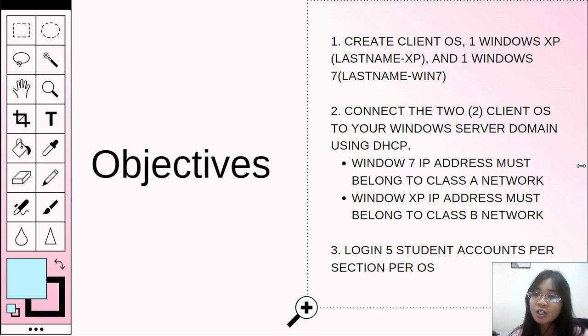Windows 7 IP address must belong to Class A network, and Windows XP IP address must belong to Class B network. And lastly, login 3 student accounts per section per operating system. So I'm going to explain how this thing will work. So, next.